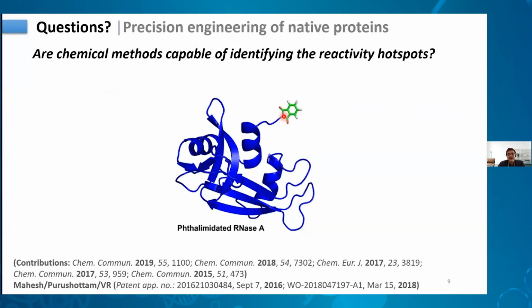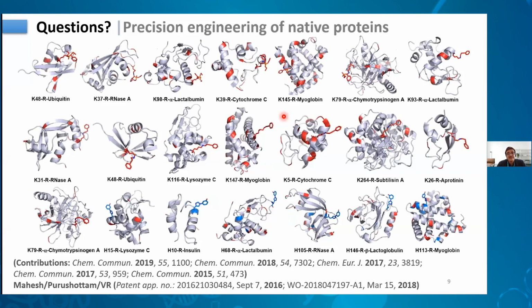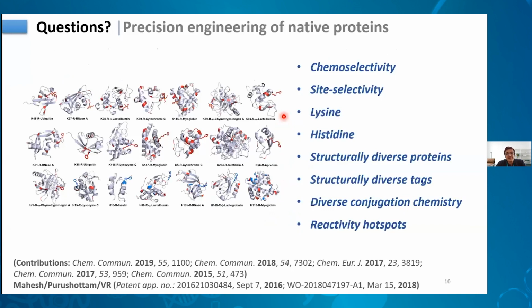So with this in hand, we now wanted to see if chemical methods can differentiate the reactivity of a residue from its multiple copies. And we were delighted to learn that not only is this possible, we can regulate the chemoselectivity and site selectivity with absolute precision for modification of even highly challenging residues such as lysine or histidine. Besides, we can apply these methods to a structurally diverse set of proteins, install different probes of interest, and control the type of reaction or type of bonds that are involved in the bioconjugation.